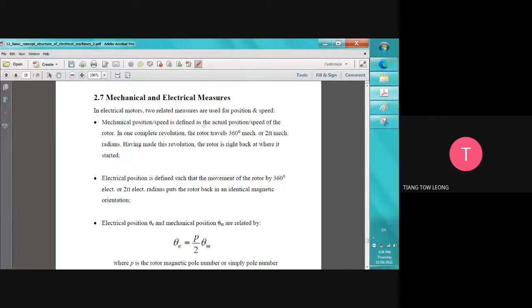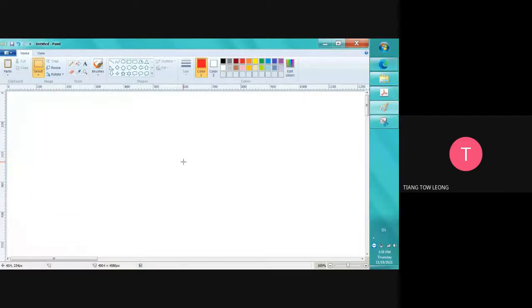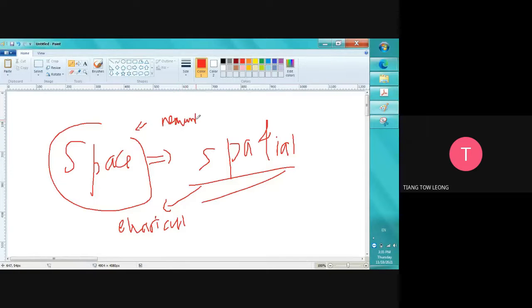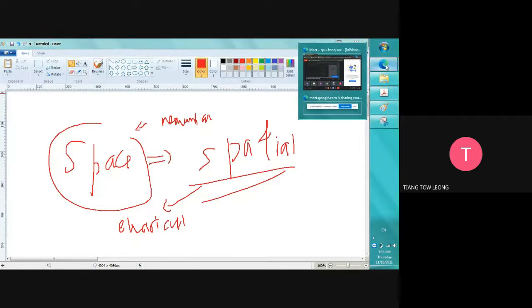Mechanical and electrical measure. Okay. So just now what we talked about is more on the mechanical side. Now, because we are studying electrical, how can we interrelate the spatial to electrical? Spatial is usually something related to space that we can touch, for example, the mechanical side.